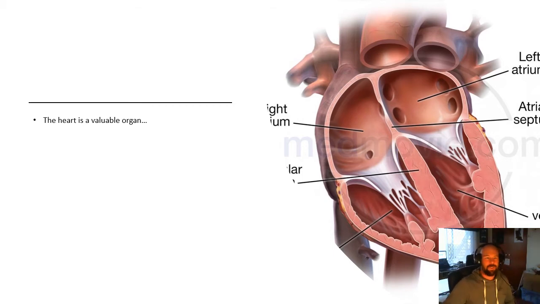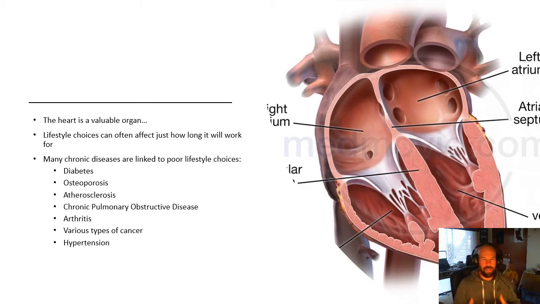We should be looking after it as best we can. Lifestyle choices can often affect how long it's going to work for. People that make poor lifestyle choices often end up with illnesses relating to either the heart, the lungs, maybe it's just the body in general. Some of the chronic diseases are listed there. We've got diabetes, osteoporosis, arteriosclerosis, chronic obstructive pulmonary disease, which we will look at a little bit later on, arthritis, cancer, hypertension.